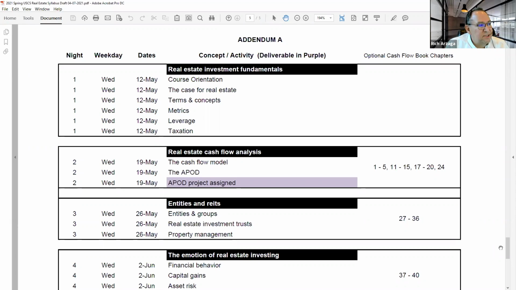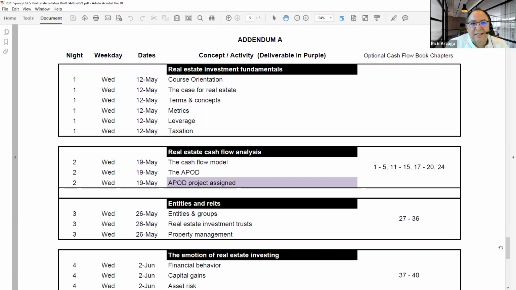Right away, just that first section there in the metrics, how to evaluate properties. What is a decent cap rate? What should I be looking for in terms of internal rate of return? Why is that important? And then you can compare that to how your properties are doing. Those are really valuable. We're also going to talk about debt, which is what leverage is about.